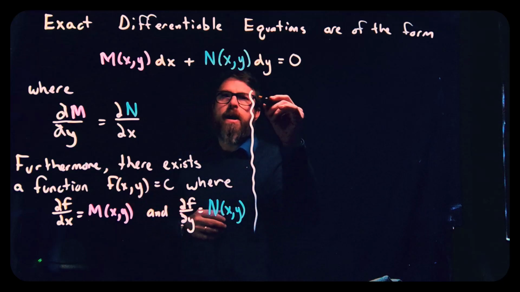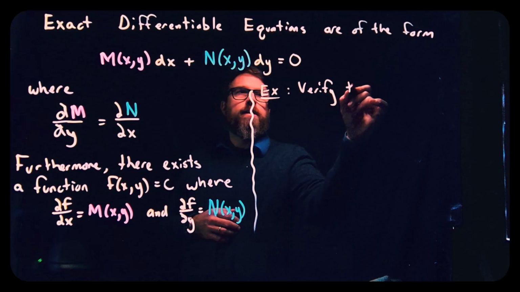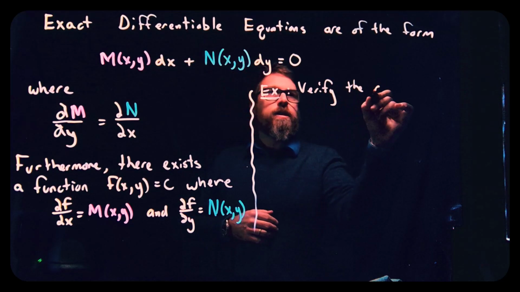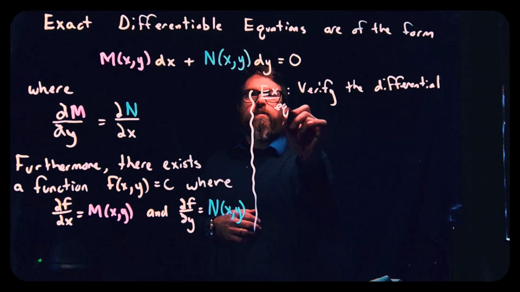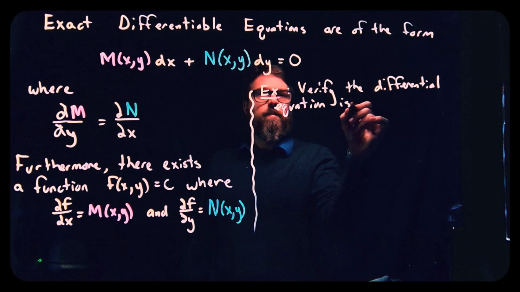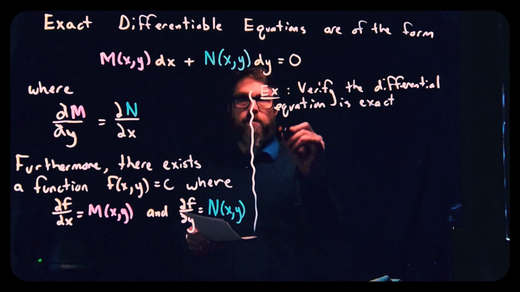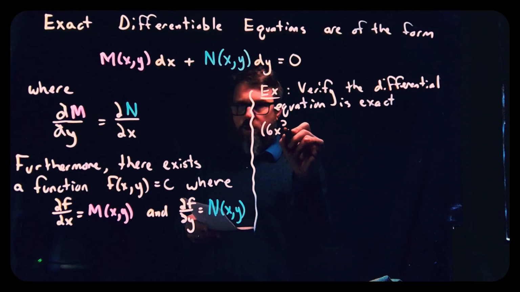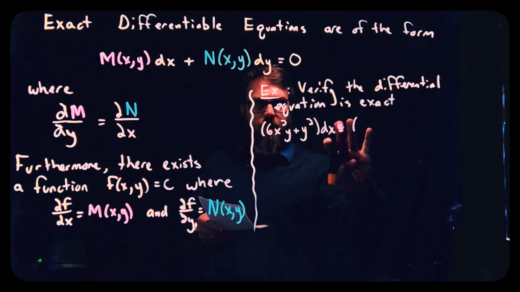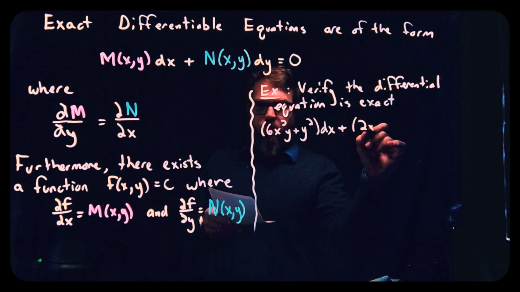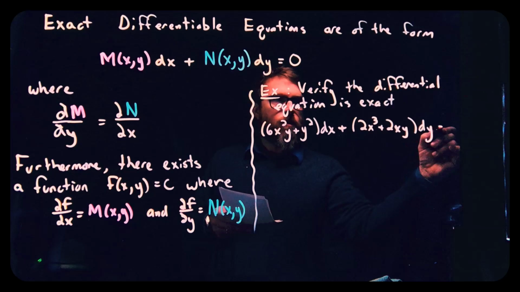Okay, so first, let's verify the differential equation is exact. So we have 6x squared y plus y squared dx, plus 2x cubed plus 2xy dy is equal to 0.